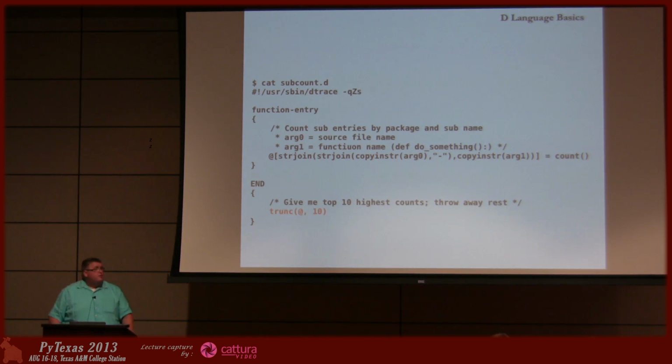At the end of this, in the end block, I have this function called trunc. What that means is I want you to take the top 10 results. So give me the 10 most called functions and what file they're in, and then throw away everything else, because all I care about is the top 10. Those are the only ones I want to look at in terms of, okay, here's all my hot code paths.